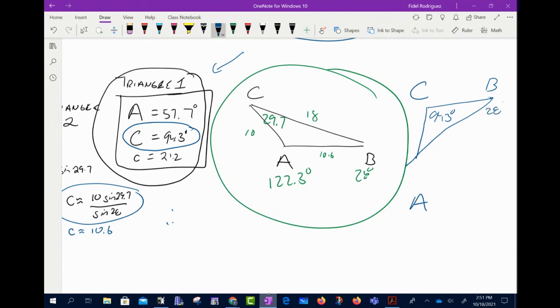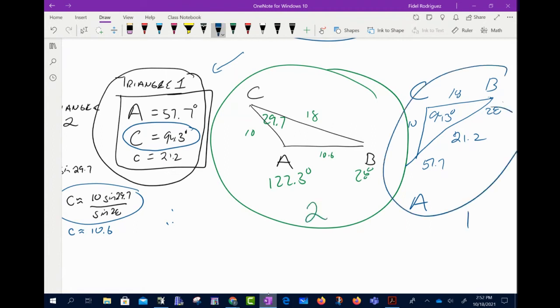Anyway, angle B here is 28 degrees. Angle A, we came up with 57.7. And then we knew this was 10. We knew side A was 18. And then we came up with, oops, I put the 10 in the wrong spot. Oops. The 10 was over here. And then we found side C to be 21.2. So that's what the two triangles kind of look like. This one here is triangle 2, and this one here is triangle 1.